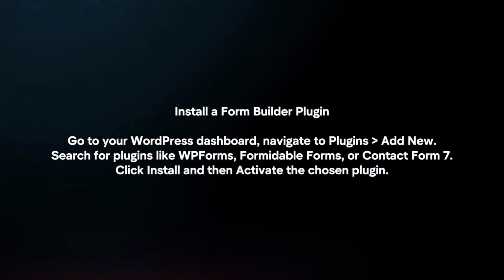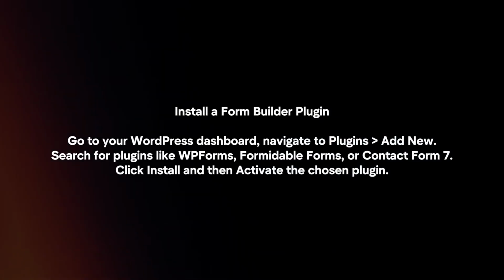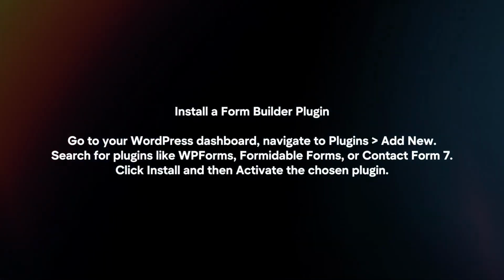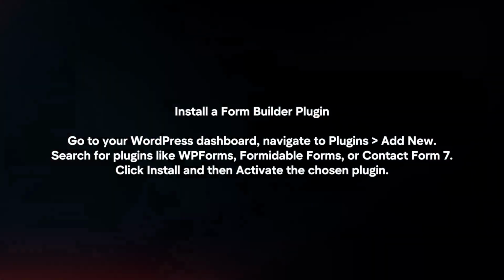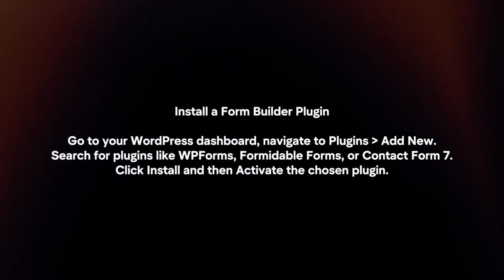Go to your WordPress dashboard, navigate to Plugins, Add New. Search for plugins like WPForms, Formidable Forms, or Contact Form 7. Click Install and then activate the chosen plugin.